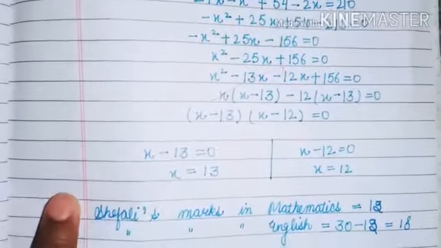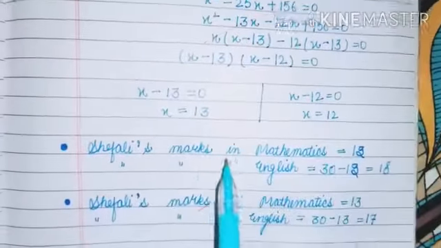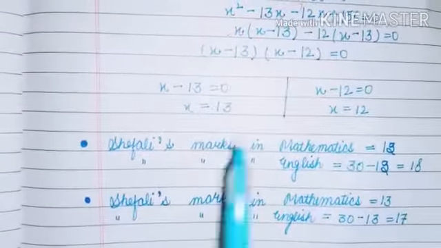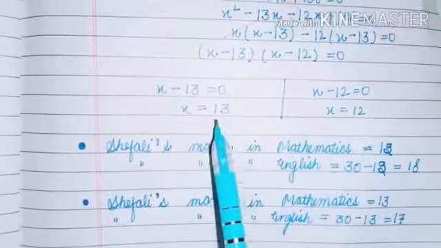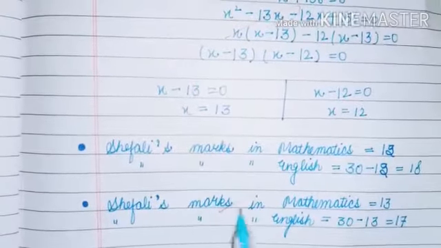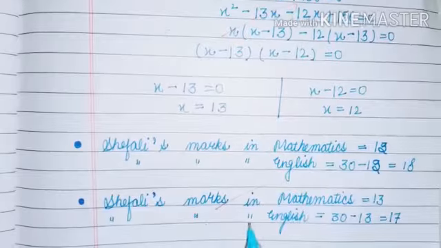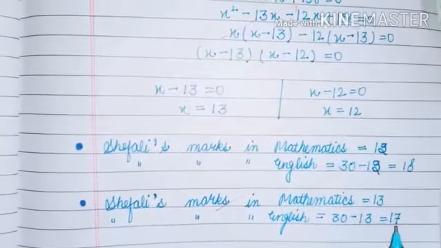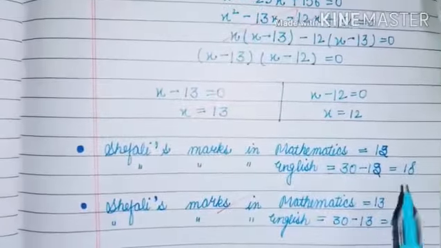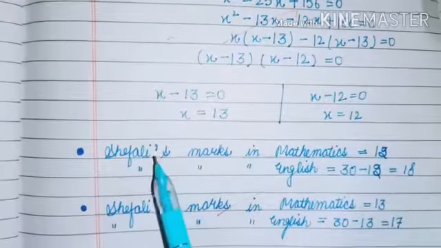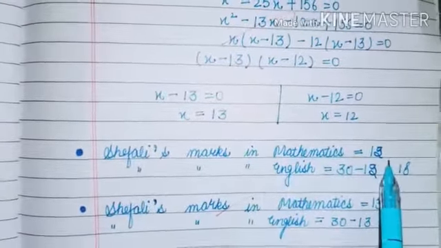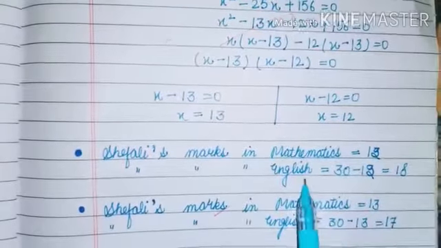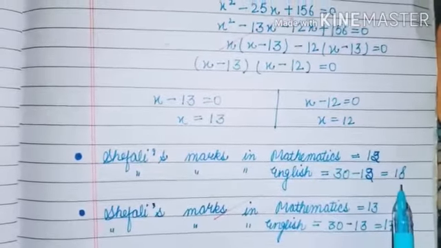So we will give the answer of Shefali's marks in both cases. In the first case, suppose Shefali's marks in mathematics is 13, so automatically her marks in English is 30 minus 13, that is 17. If we take 12 as the answer, then Shefali's marks in mathematics is 12, and her marks in English is 30 minus 12, which is 18.